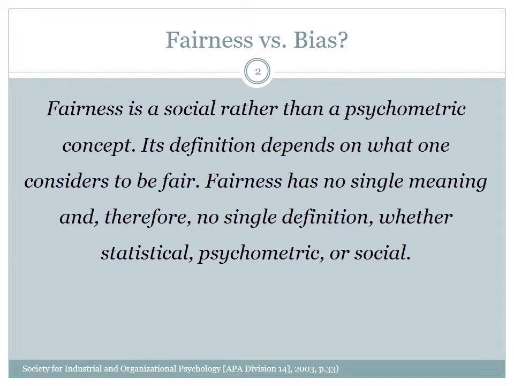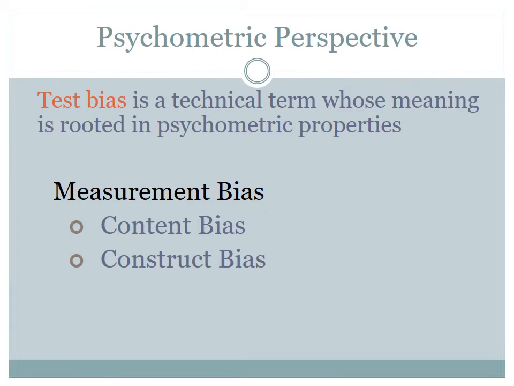The primary difference is that fairness is actually a social concept. What you think is fair might be different from what I think is fair. Bias, on the other hand, does have a single meaning or multiple meanings, but definitive meanings based on statistical, scientific, psychometric properties.